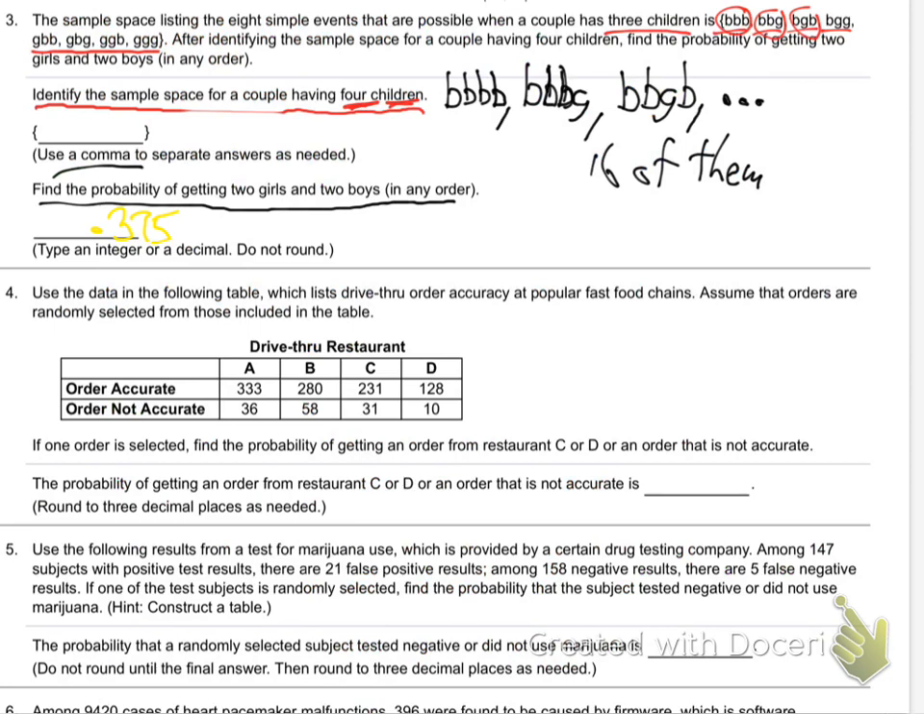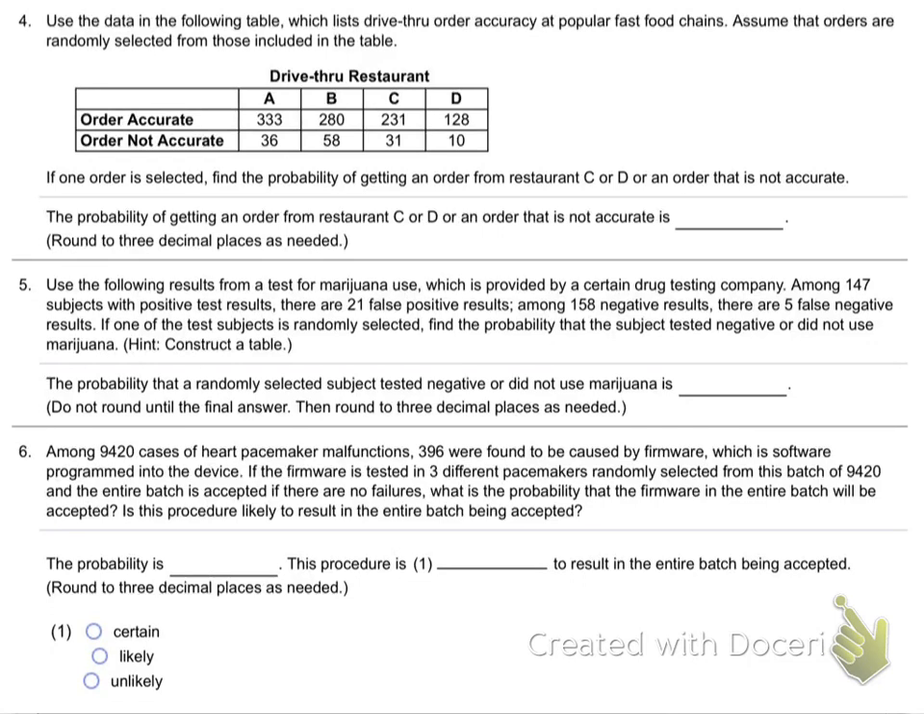All right, on to number 4. It says, use the data in the following table, which lists drive-through order accuracy at popular fast food chains. Assuming the orders are random. Drive-through A, the order is accurate 333 times, not accurate 36 times. Drive-through B, the top row is accurate 280 times, the bottom row is not accurate 58 times, etc. If one order is selected, find the probability of getting an order that is not accurate.